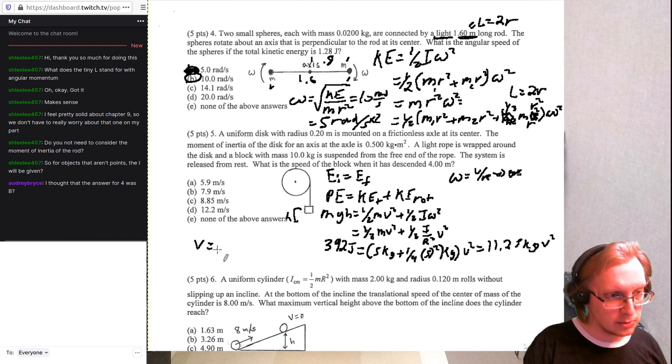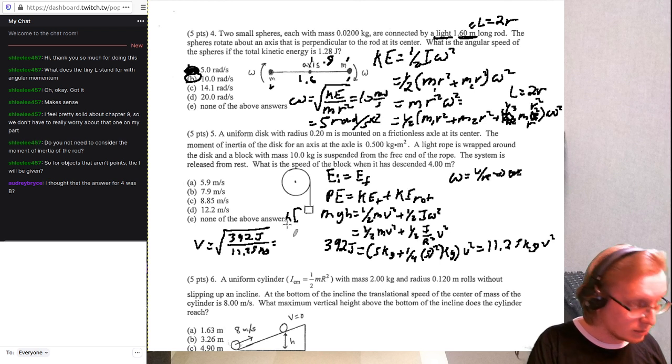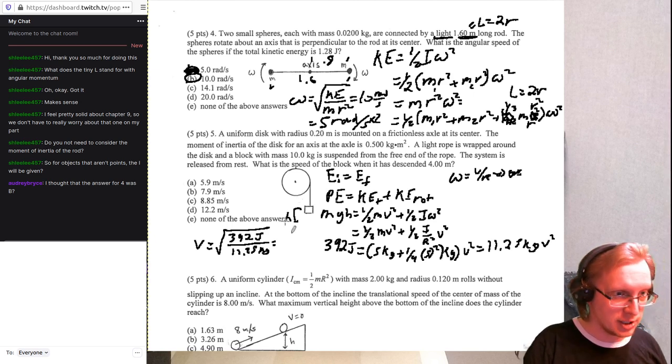Therefore, v is equal to the square root of 392 joules divided by 11.25 kilograms. Or 392 divided by 11.25 and execute: 5.9 and change.